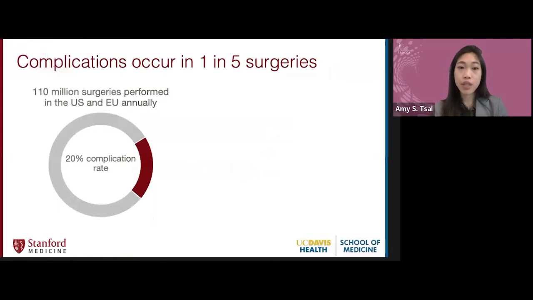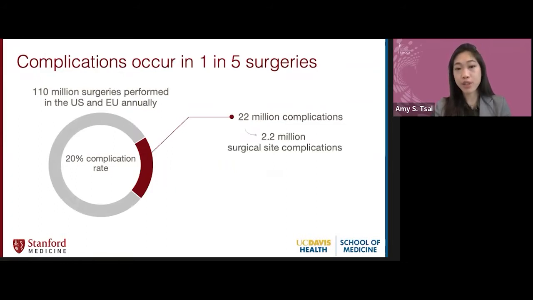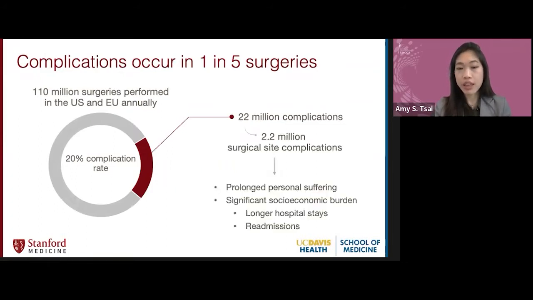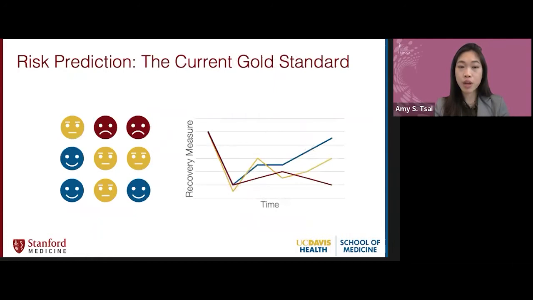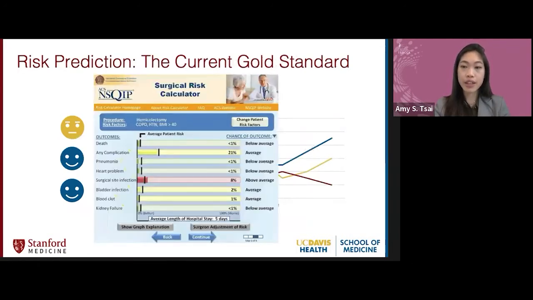Complications occur in approximately 1 in 5 surgeries. That means there are approximately 22 million complications, and of that, 2.2 million are surgical site complications. That translates to prolonged personal suffering and significant socioeconomic burdens. However, a patient's postoperative recovery trajectory is complex, and the current surgical risk calculator, NSQIP, predicts surgical site complications with an AUC of 0.7 or less.